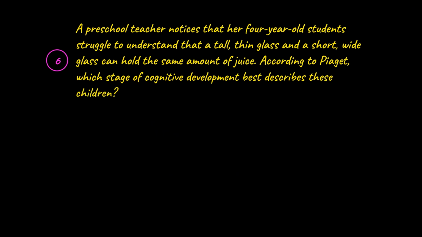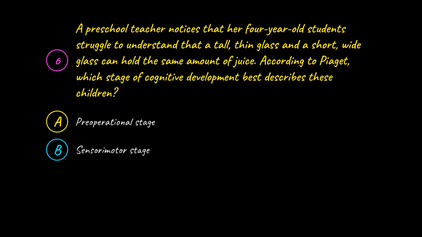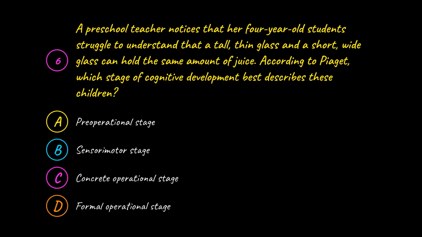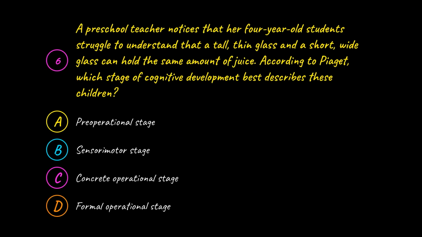Your options are A. Pre-operational stage, B. Sensorimotor stage, C. Concrete operational stage, D. Formal operational stage. Which would you go with? Lock it in before the reveal.